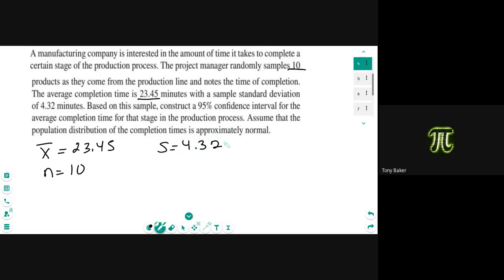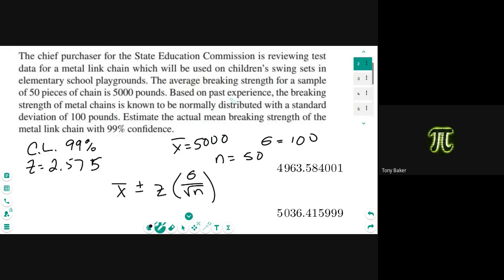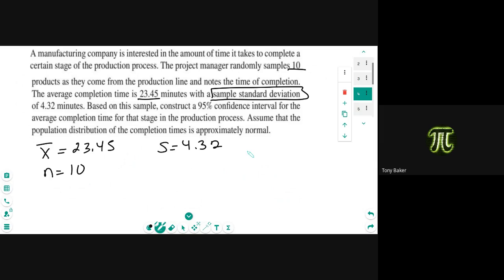All right. Notice something very different here. It says sample standard deviation. If we look back at the last problem, it just says with the normal based on past experience. But a lot of them will say population standard deviation. So if it says sample, this is where we're using this new table. And what's my confidence level? 95%. All right. So now we're not going to be looking for our Z. We're going to be looking for our T because of the sample standard deviation.